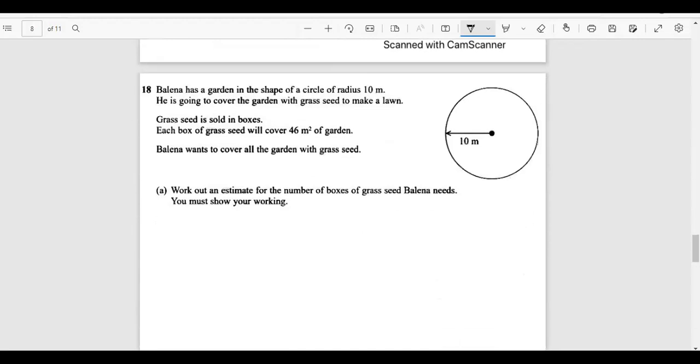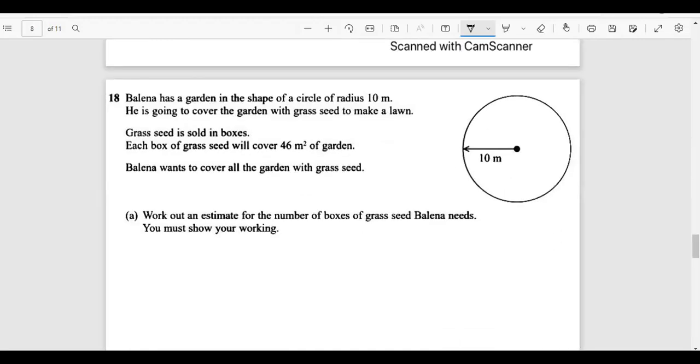Excellent. Okay, let's talk about the next one. So now it says Belina has a garden in the shape of a circle of radius 10 meters. He is going to cover the garden with grass seed to make a lawn. Grass seed is sold in boxes. Each box of grass seed will cover 46 meters squared. Belina wants to cover all the garden with grass seed. Work out an estimate for the number of boxes of grass seed Belina needs. You must show your working.